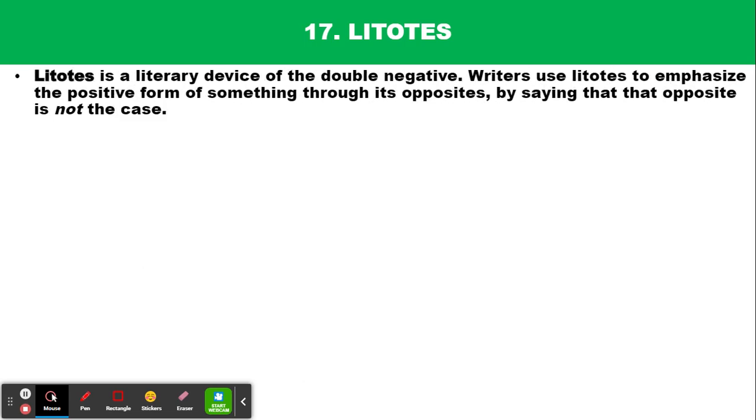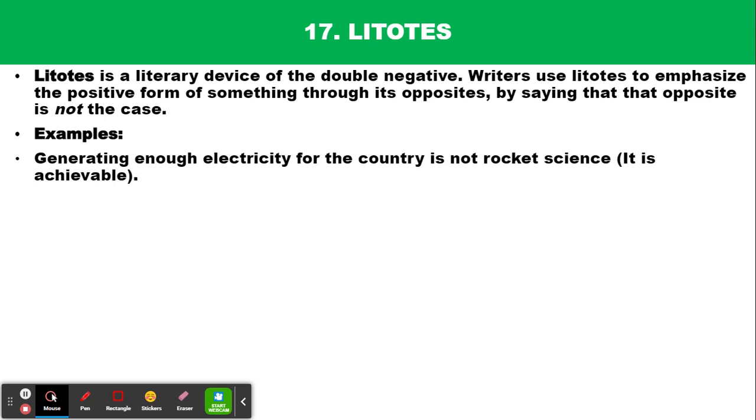Then the next literary device is litotes. That is number 17, litotes. Litotes is a literary device of the double negative. Writers use litotes to emphasize the positive form of something through its opposite, by saying that the opposite is not the case. For example, generating enough electricity for the country is not rocket science.